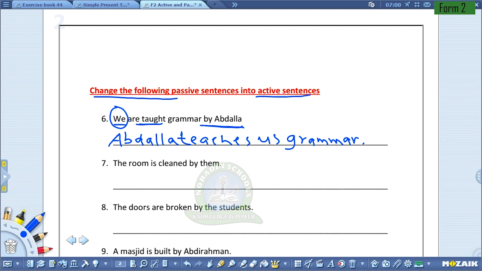Okay, I think you got it. Number two. The room is cleaned by them.